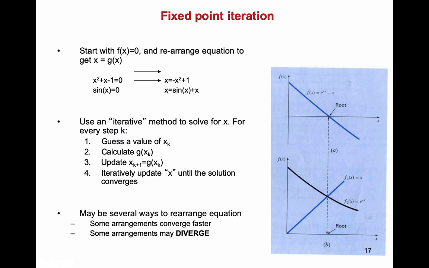So here's one way to design a method. It's somewhat confusing, but it is a way. So I start with my f of x is equal to 0. And then I rearrange this equation algebraically to formulate it as x equals something else, g of x, so that these two things are the same equation, they're equivalent. Okay? So let's say that I have x squared plus x minus 1 is equal to 0. I would rearrange that to have x equals minus x squared plus 1. Everybody sees that one? Now in sine of x is equal to 0, that's not necessarily obvious. I could rearrange that to x is equal to sine of x plus x. Okay?